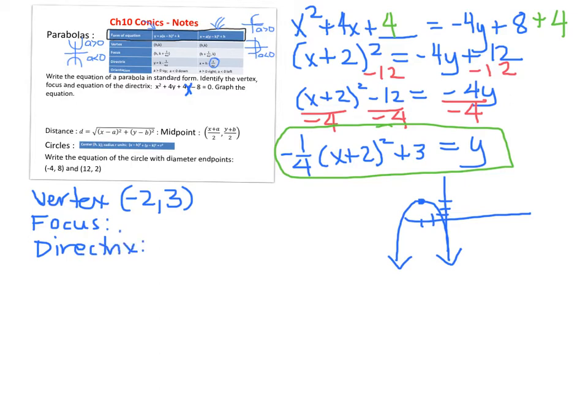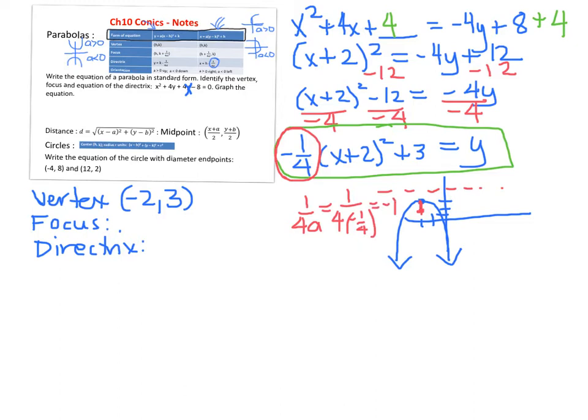Okay, so here's where the 1 over 4a comes in. Your focus would be down here somewhere, and your directrix is going to be back here somewhere. That's just traditionally where they are always going to be placed. The distance to that focus is 1 over 4 times a. Well, we happen to know what a is. This number right here is a. So we have 1 over 4 times negative 1/4. That means that distance is negative 1.